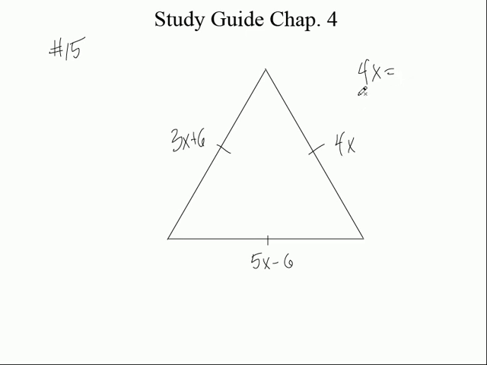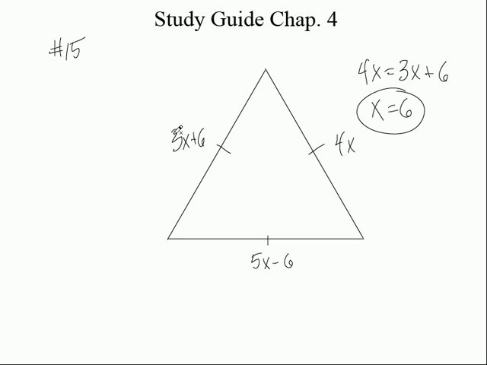Okay, so let's set 4x equal to what? You can set it equal to either one of these. It doesn't make any difference. Let's just set it equal to this. Makes it easy, doesn't it? Subtract 3x from both sides. I get x equals what? 6. So that's what x is equal to. But now you got to find the other sides there, don't you? Don't forget. Make sure you read the instructions.